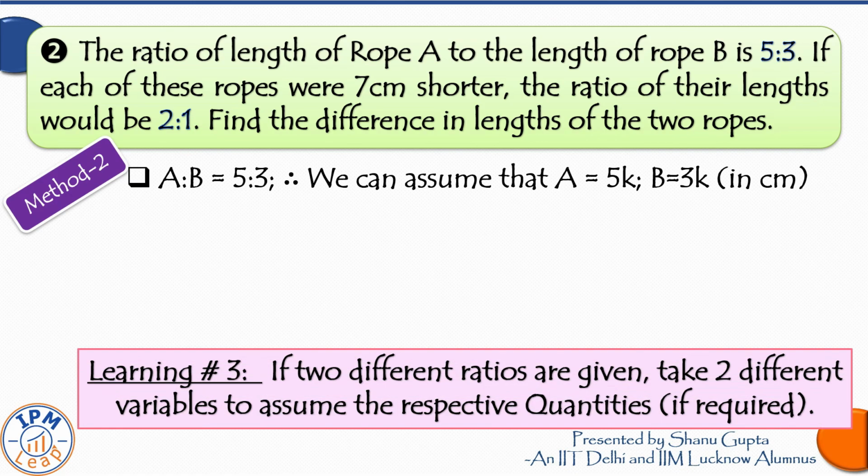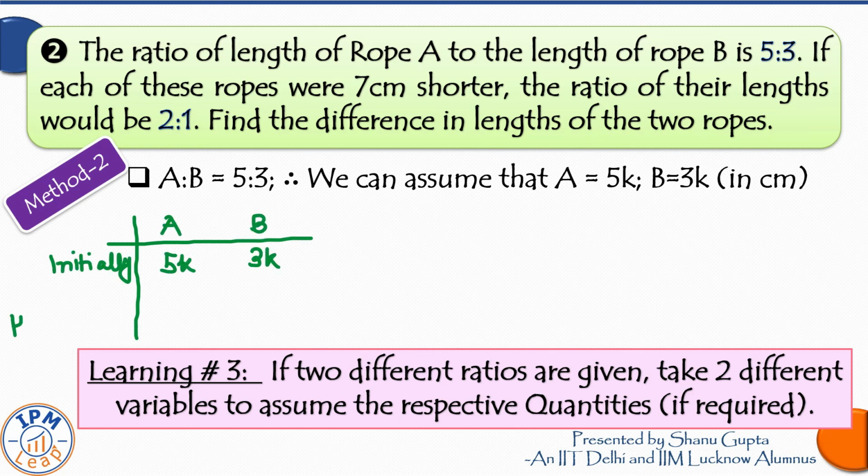Just as we assumed the initial lengths of the two ropes as 5K and 3K, we can also assume the final lengths of the two ropes as 2K dash and K dash based on the ratio 2:1. Just make sure that you don't take the same variable K again for the second ratio. Take a different variable. If two different ratios are given, we must always take two different variables to assume the respective quantities if need be.